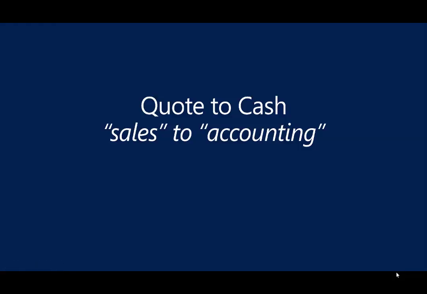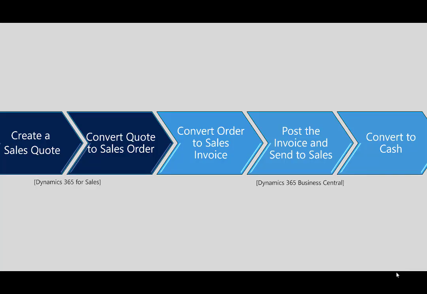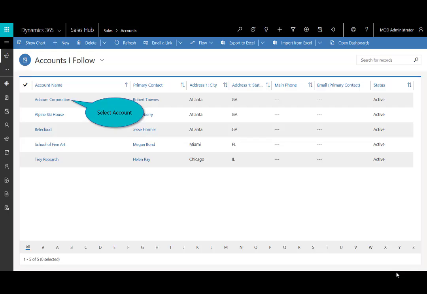In this demo scenario, we'll walk through the process of quote to cash using Dynamics 365 for Sales and the integrated experience into Dynamics 365 Business Central. So what we'll do in the first two steps is to create a sales quote, and we'll convert that quote to a sales order in Dynamics 365 for Sales. Then, once that order's been submitted, we'll follow the process of being converted to a sales invoice. We'll post that invoice, and then we'll convert that to cash. So the first step is to create a sales quote.